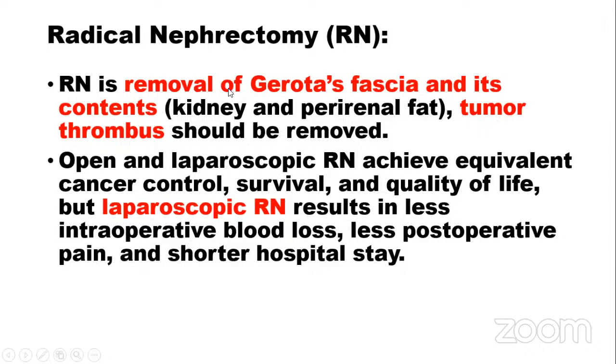A radical nephrectomy is removal of the growth. This is a very important point for radical nephrectomy: Gerota's fascia, which contains the kidney and perirenal fat, and the tumor thrombus, all should be removed. It might be open or laparoscopic radical nephrectomy. Both achieve equivalent cancer control, equivalent survival rate, and equivalent quality of life, but laparoscopic radical nephrectomy results in less intraoperative blood loss, less postoperative pain, and shorter hospital stay.